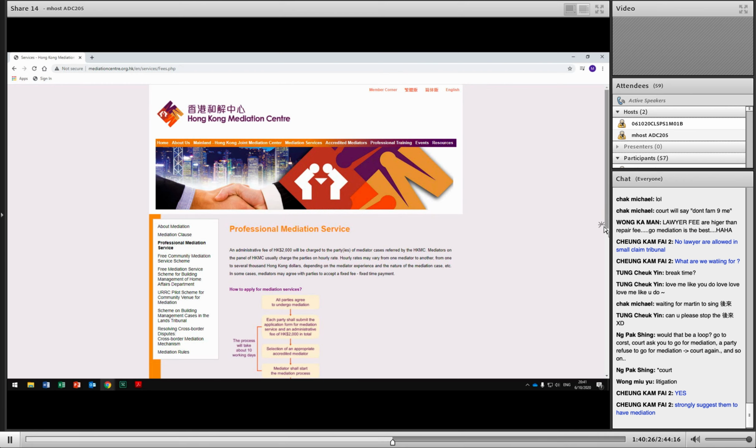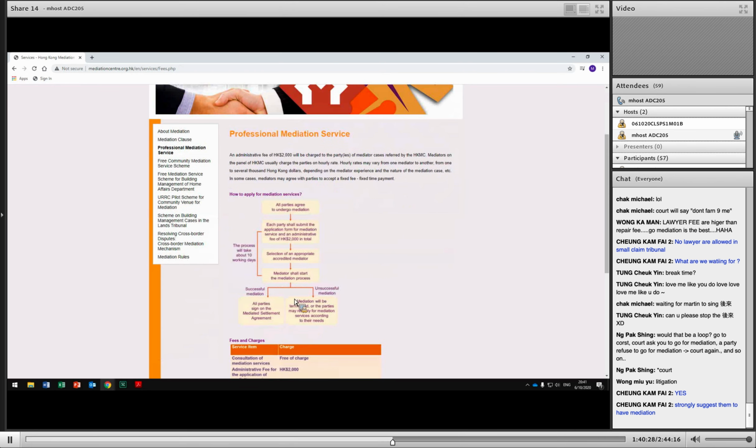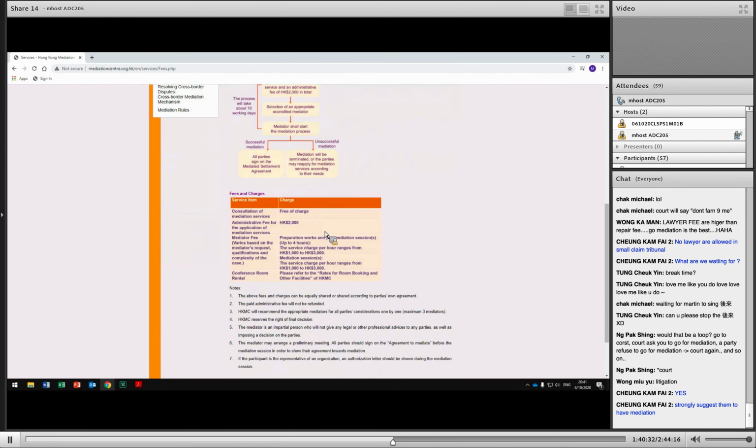So it's the stage. This is the procedure for mediation. This one is the charge. If you just make a consultation of mediation, it is free of charge. The admin fee for the application of mediation service is $2,000. The mediator's charge is quite different for different mediators, right? The service charge per hour ranges from 1,000 to 3,000. Right?